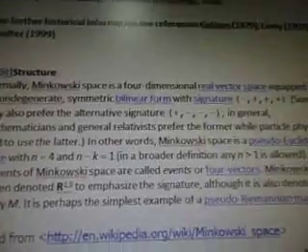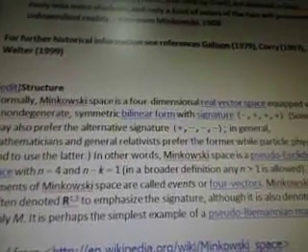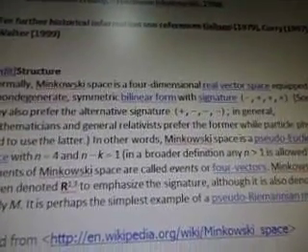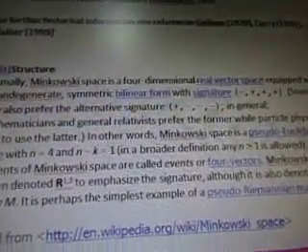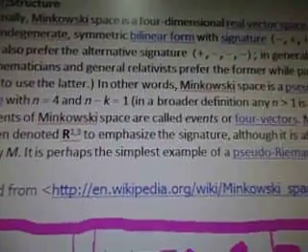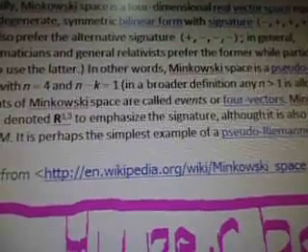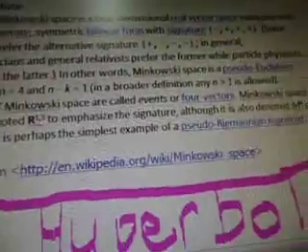Okay, so the structure, formally Minkowski space, is a 4-dimensional real vector space equipped with a non-degenerate symmetric bilinear form with signature minus, plus, plus, plus. Some may also prefer the alternative signature of plus, minus, minus, minus. In general, mathematicians and general relativists prefer the former, while particle physicists tend to use the latter. In other words, Minkowski space is a pseudo-Euclidean space with n equals 4.